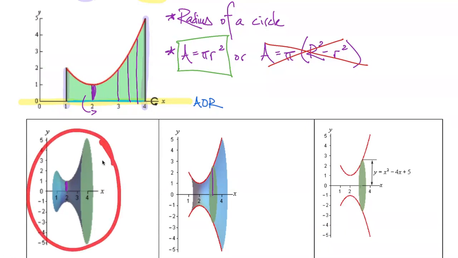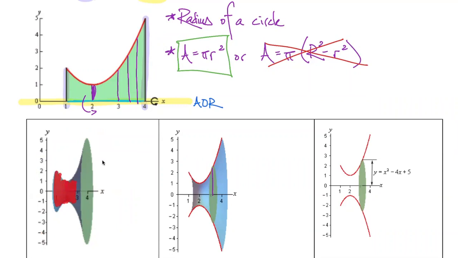But how do we find that volume? Well, we imagine that we take an infinite number of slices, we find the area of every single slice, and then we add them together. And that's why we get to use our integral notation here, okay?